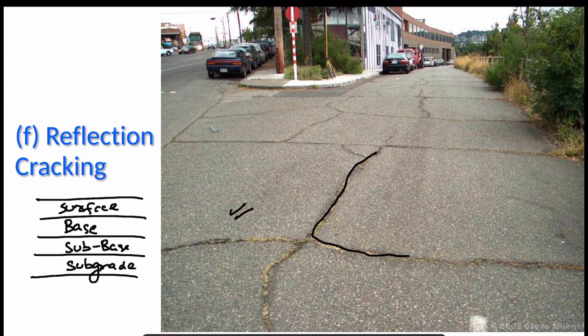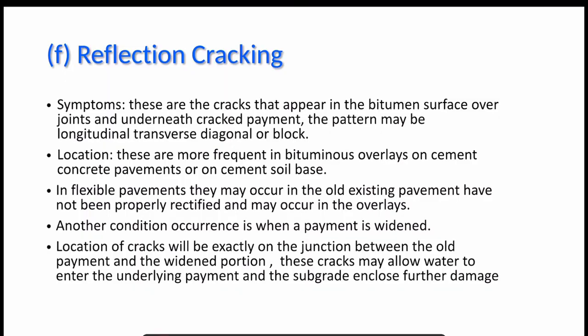If there is some uneven compaction, and as the traffic moves, if, let's say, the base course buckles, this will be a recurring process, because of which we will see the crack at the surface. And at the joints, being the weaker section, the crack may propagate from there. The location is more frequent in the bituminous overlays.